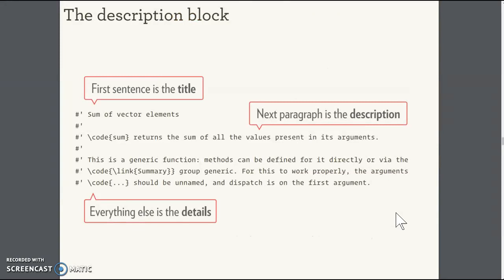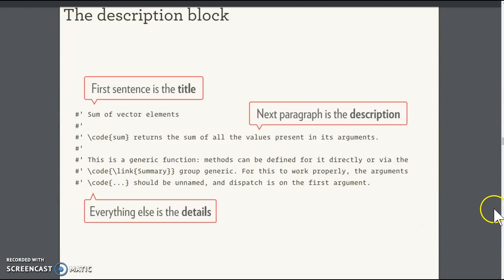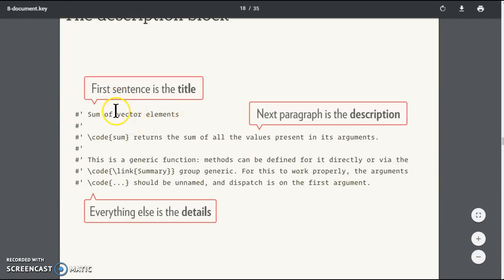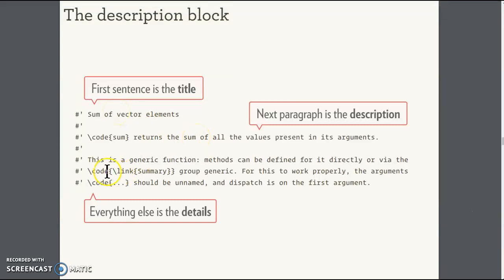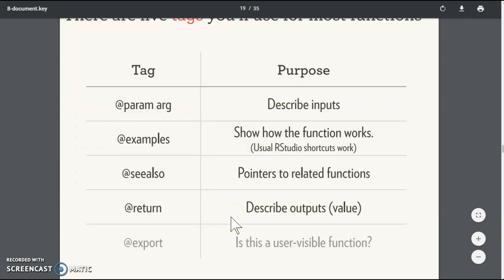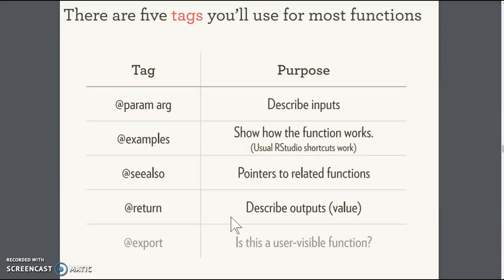So this is basically the way in which Roxygen interprets the text that you type in your R files. The first sentence is going to be transformed into the title of the help file. The second paragraph is going to be the description, and any other paragraphs after that are going to be the details of the help file. All these tags are extremely helpful in producing useful documentation for R functions and other objects.